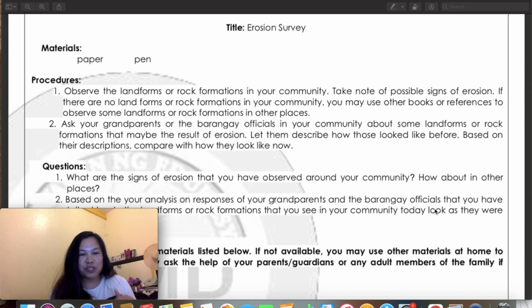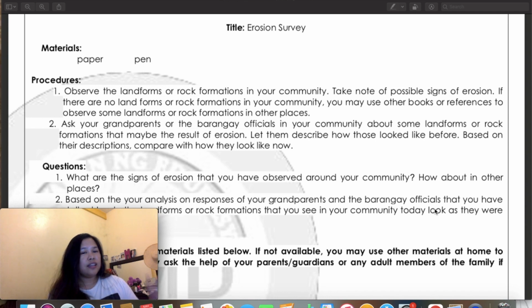So, sobrang smooth. So, take note of possible sign of erosion. If there are no landforms or rock formation in your community, you may use the books or reference and observe some landforms and rock formation in other places.